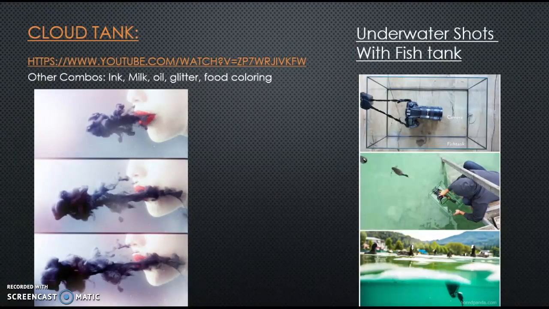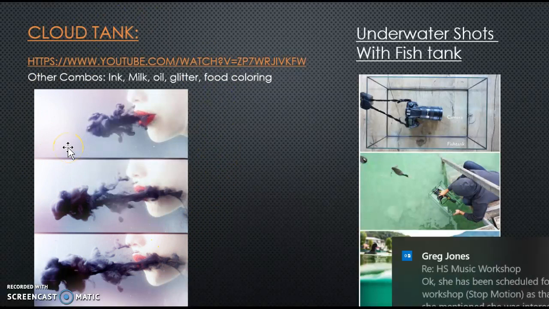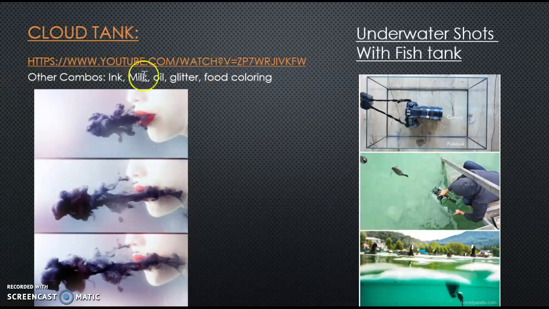This is an example of how you might use an old fish tank. On the left, you can see this is a cloud tank, and they are adding different additives like ink, milk, oil, glitter, food coloring. Those are some different effects that you could add to play around with the opacity of the water. Or even here, this is a way to get some interesting underwater shots or more eye level shots safely with your camera. Now, this example is using a digital camera. You would have to be very, very creative if you're using your manual camera to do that.